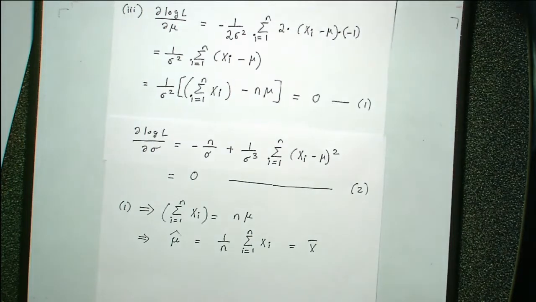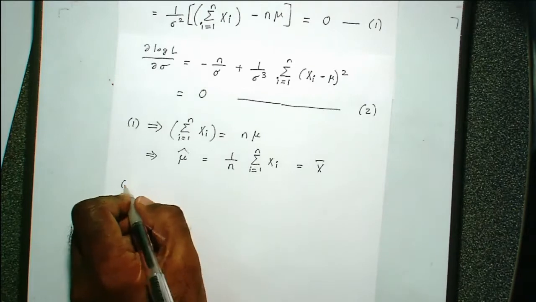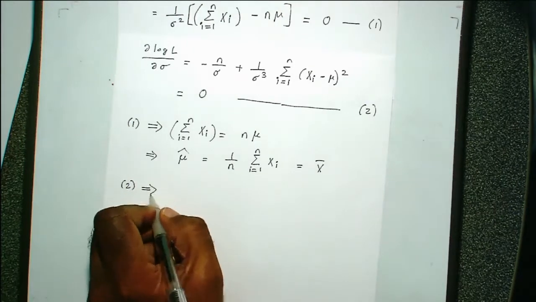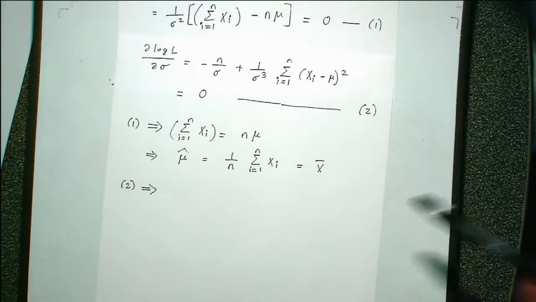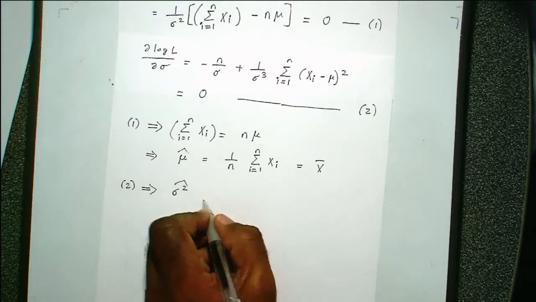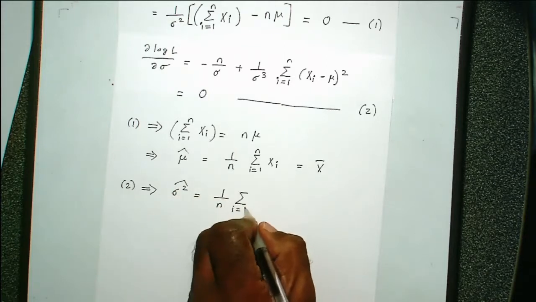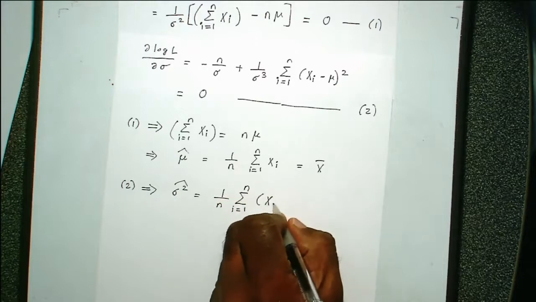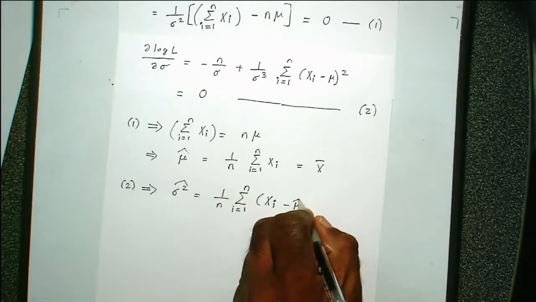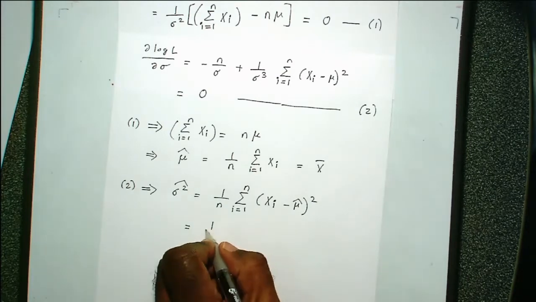Now, from equation 2, I'm going to substitute mu hat in place of mu. From equation 2, you can see that sigma squared hat is equal to 1 over n times the sum, which is the same as 1 over n times the sum of xi minus x bar squared.